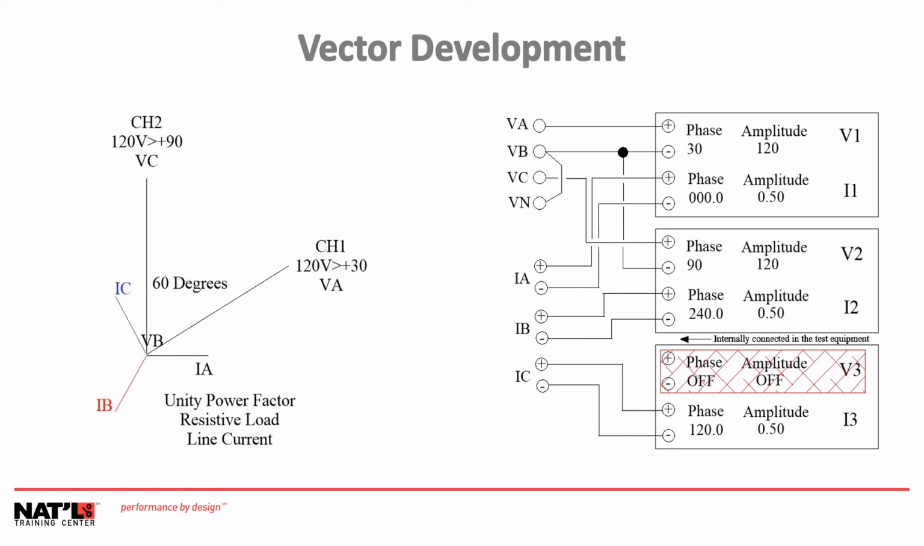Now again, the reason why we're using 30 and 90 instead of 0 and 60 is our CTs are Y connected, and we want to account for the fact that those currents are going to lag the voltages by 30 degrees, so we set it up to start this way.